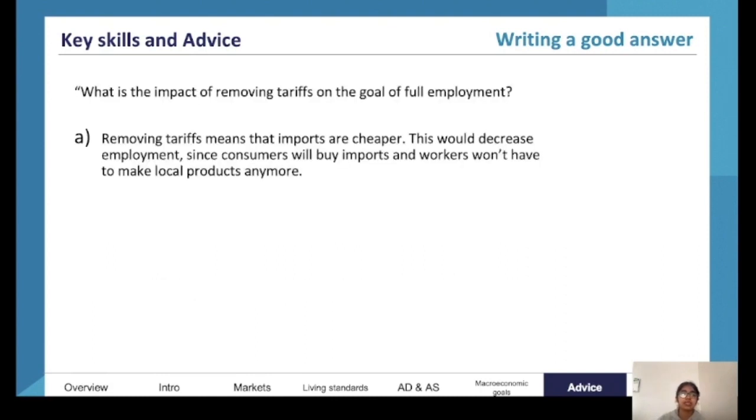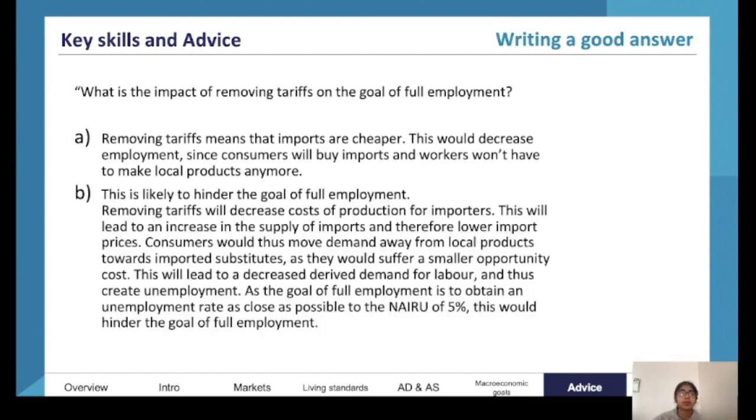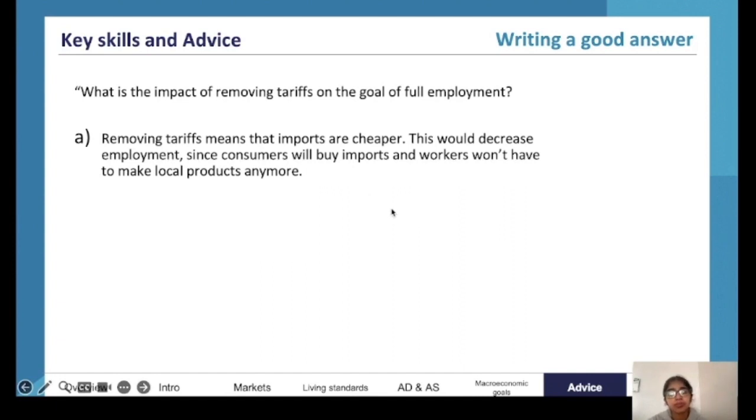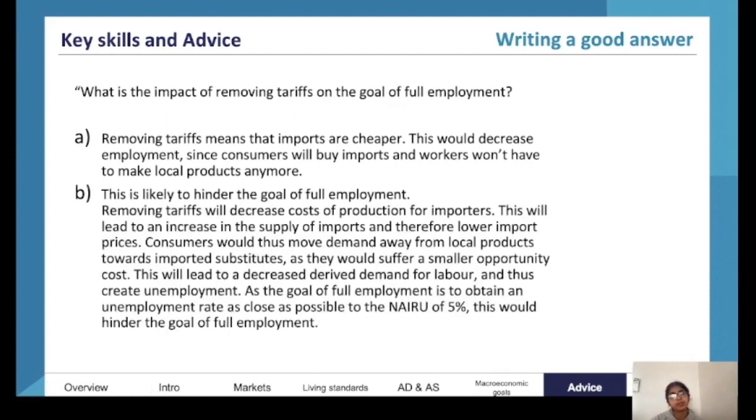So first of all, this is our first answer. Removing tariffs means that imports are cheaper. This would decrease employment since consumers will buy imports and workers won't have to make local products anymore. There's a few problems with this. First, they haven't defined what full employment is. They haven't defined what the goal is. They haven't defined tariffs. They haven't explained how it will make imports cheaper. They haven't talked about how it links to employment, so it's a sudden jump. And so they're touching on the answer, but they're not really hitting it.